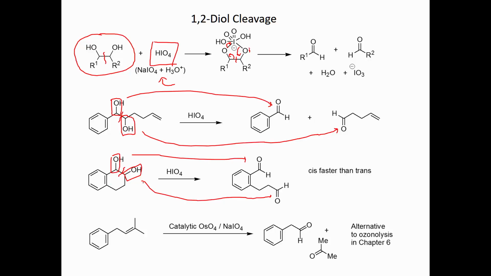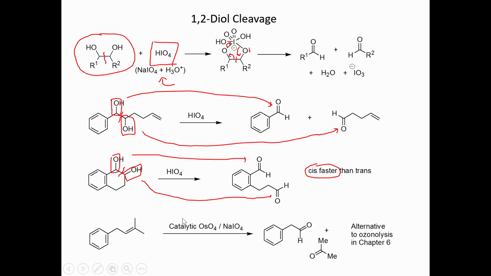If you did this reaction here, you would also notice that the cis isomer would undergo this reaction much faster than the trans, and this is because it's much easier to form a ring system, this 5-membered ring system that you see up here. This ring system will be much easier to form if the alcohols are closer to each other, and that's the case in the cis isomer, whereas in the trans isomer they're a little bit further apart.